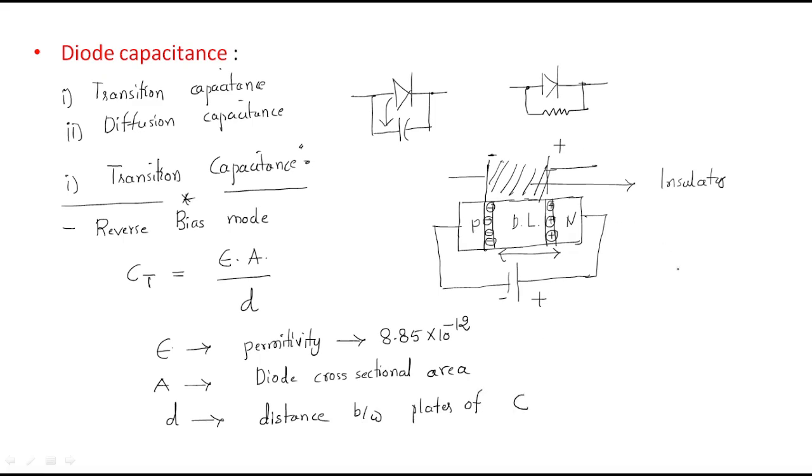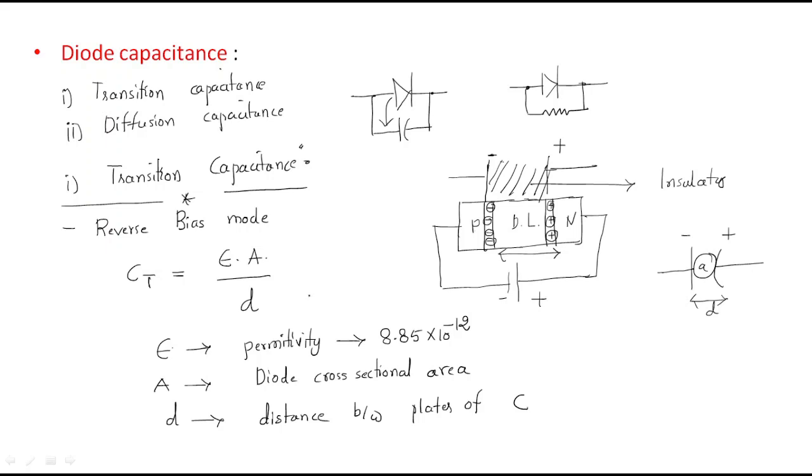Once again I will draw the capacitor here, one line and one line. I think this is the negative plate, this is the positive plate, this is the cross sectional area between the plates, and this is the distance between the plates. This is a small d and this is the area. So this is the formation of transition capacitance in the diode.